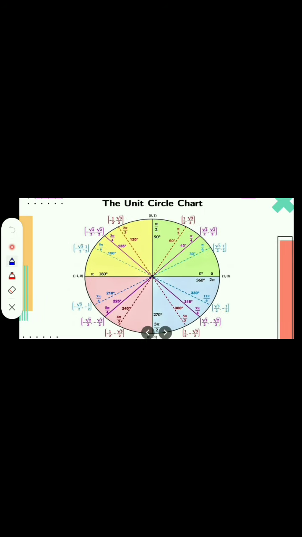In solving inverse trigonometric functions, we should know the unit circle chart. So this is the unit circle. This is the x.